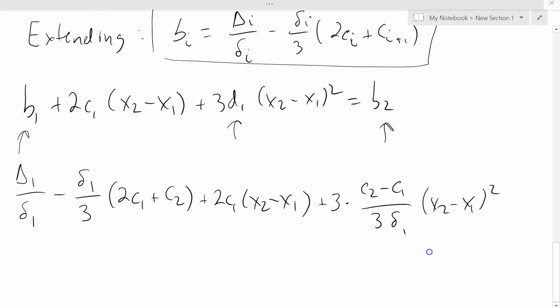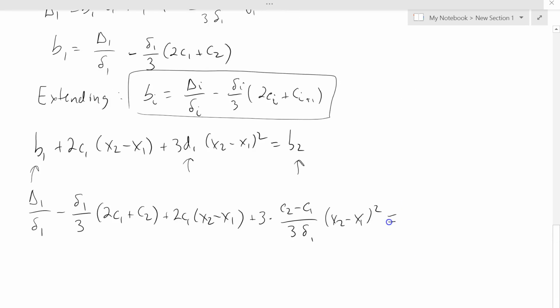I'm running out of room. Let's shrink it a little bit. Now B1 had a delta 1, a capital delta 1, a little delta 1, a C1, and a C2. So what's B2 going to have?